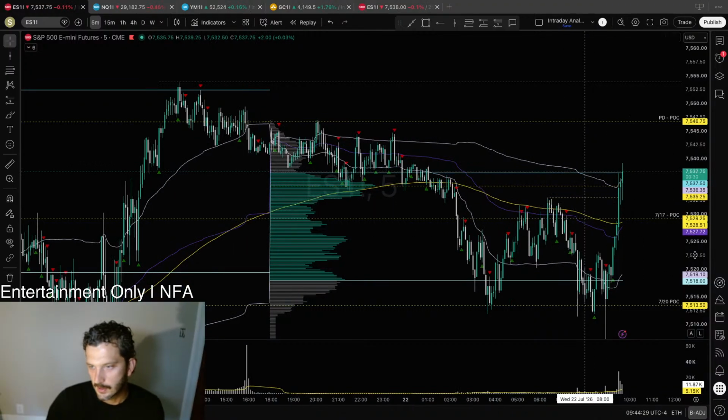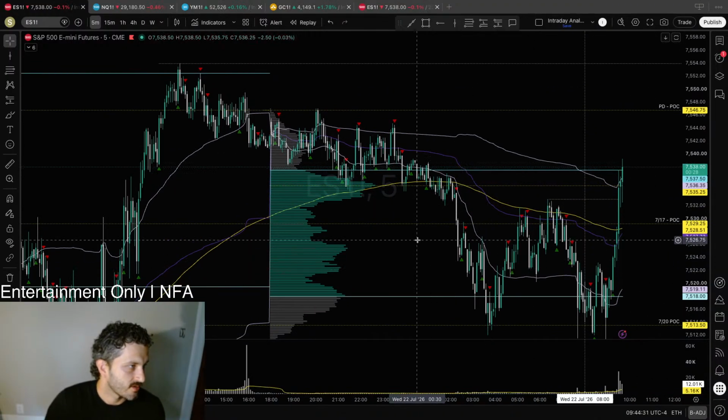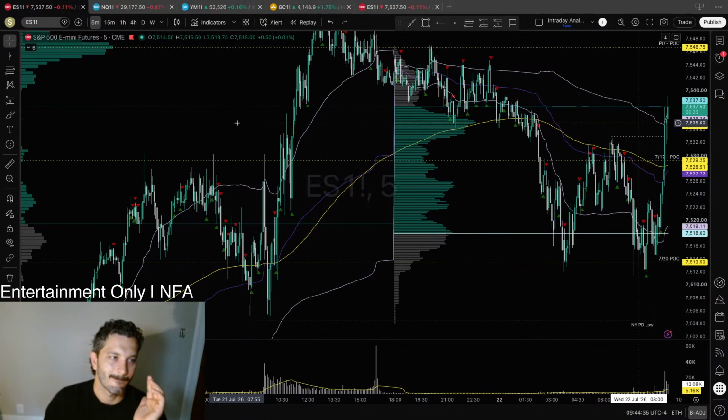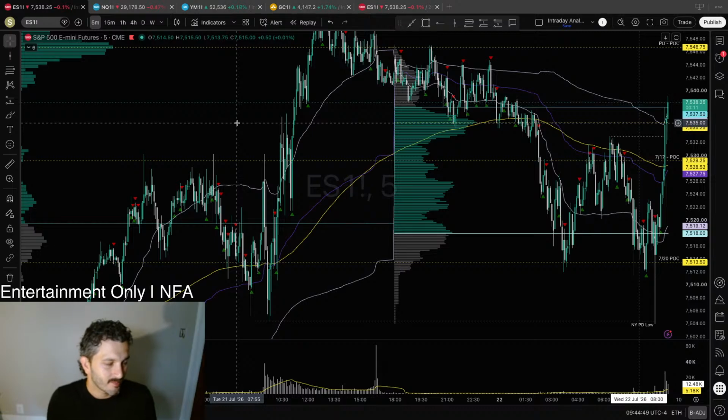I always like to mark out previous day points of control because I think they are better support and resistance levels than, once again, you just drawing a line on a chart. I think the actual math behind it, the actual volume and where people are actually trading, is going to hold a lot more weight than me or you personally trying to draw lines on a chart.